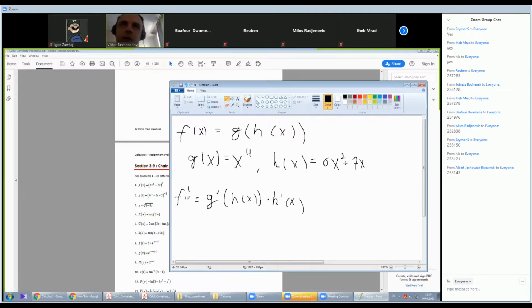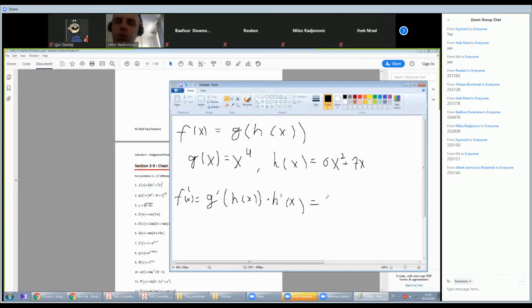Okay, and this is also from x. Okay, so now we can compute the derivative of f by the normal rule. So the derivative of g is going to be fourth power, so it's going to be 4 times x cube, right? 4 times x cube, and then we apply it to h.